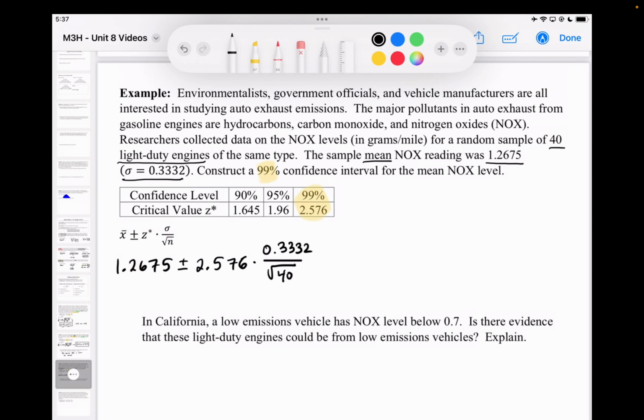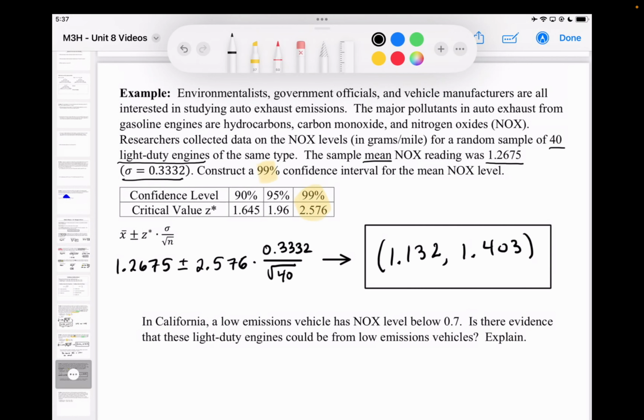Once again, this is usually pretty easy to type into a calculator. You're typing it in twice, once where you're doing the minus sign, and then the other time where you add the values. So I'll subtract first: 2.576 times 0.3332 divided by the square root of 40. And I get 1.132 approximately. And I'll change that to addition, and we get 1.403 approximately. So that would be our confidence interval.